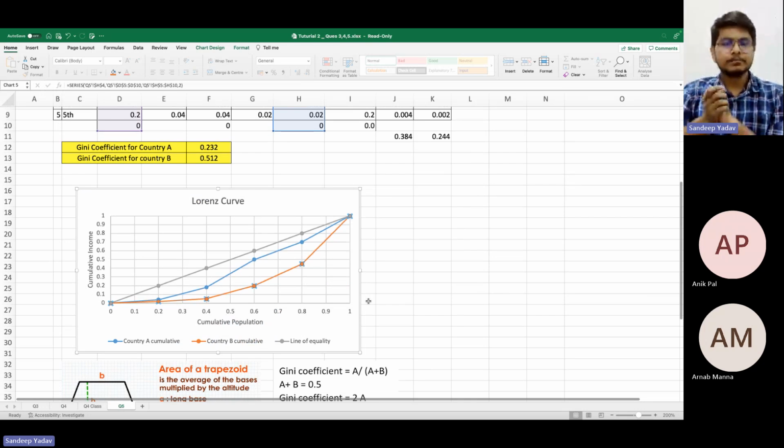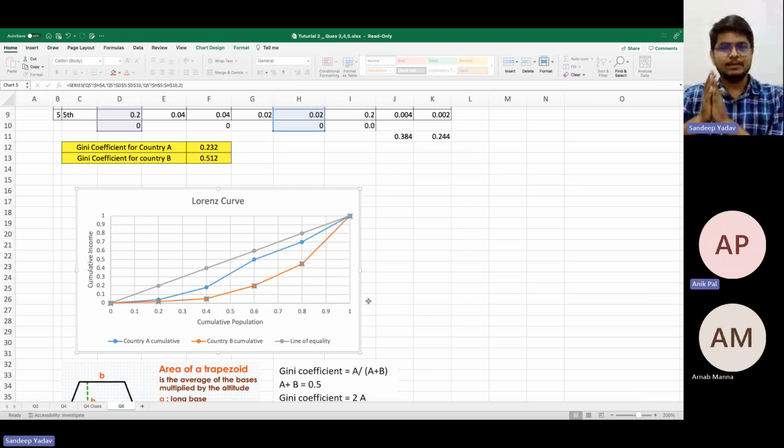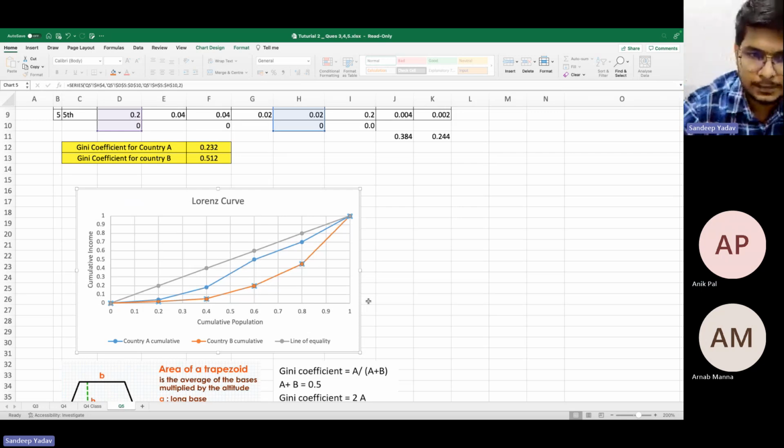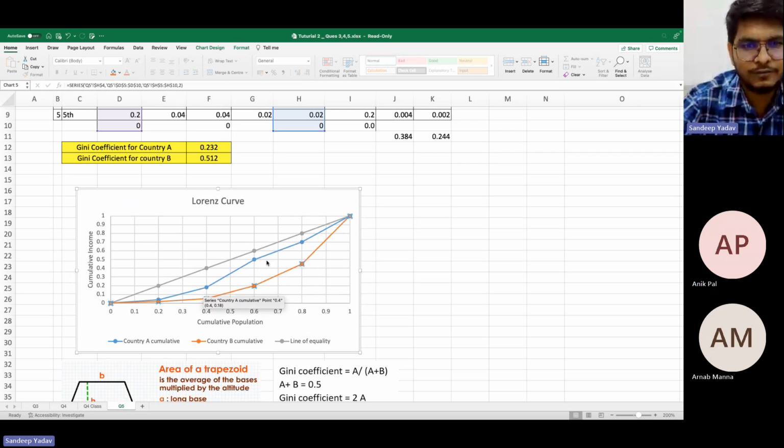Now tell me, which country is having more energy inequality? Please answer. Country B. Country B is having more inequality. Why so? Because it is far from the line of equality. Correct. So if country A shows the graph nearer to the line of equality, it will have a less energy inequality.